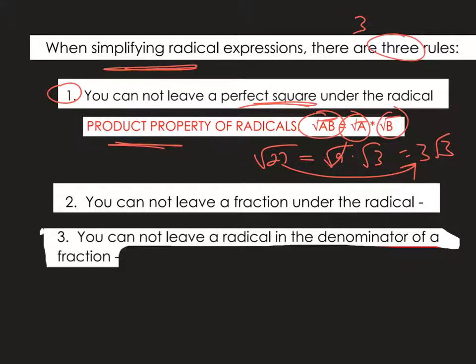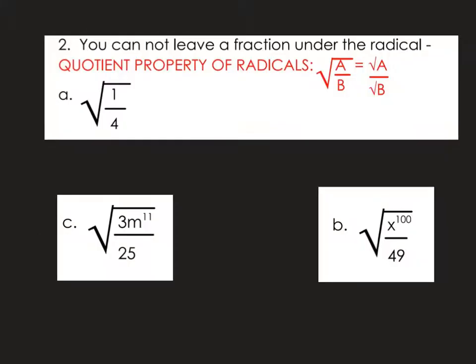The other two rules are that you cannot leave a fraction underneath the radical, and you cannot leave a radical in the denominator. We've covered this; we're just double checking our skill set. Rule number 2, we covered rule number 1 in the simplifying radicals video. You can't leave a fraction underneath the radical. So what do you do? If you have one big radical, you separate it into two radicals.